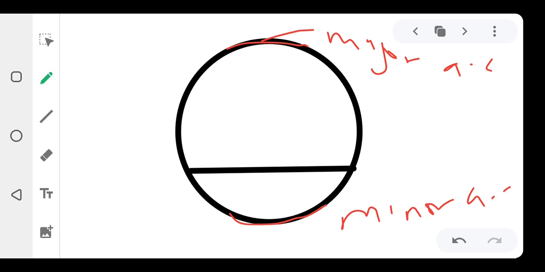The minor arc. So these are the things we need to know. When a chord which is not a diameter divides a circle, it is divided into two arcs: the major arc and the minor arc. Major is the bigger one, and minor is the smaller one. Also, let us talk about what we mean by segment.